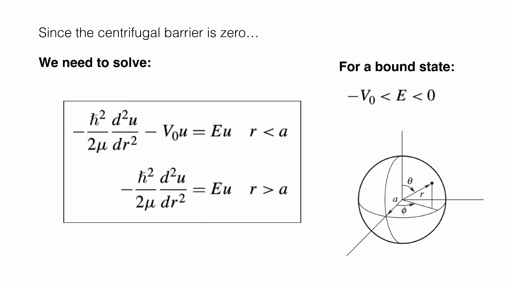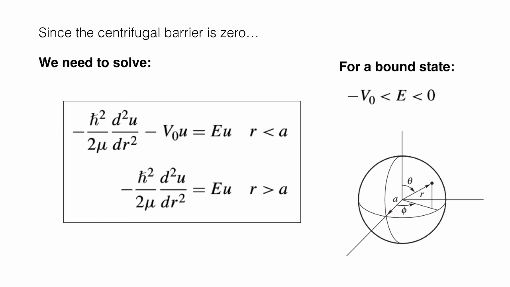We end up with a fairly simple equation, it turns out, because the centrifugal barrier disappears. And in fact, it's even easier when the distance is larger than A, because in that case there is no potential. So the second equation is just the free particle equation. You only have the kinetic energy on the left-hand side and the eigenvalue on the right-hand side. And the first equation inside the well is simply an equation with a constant potential V naught.